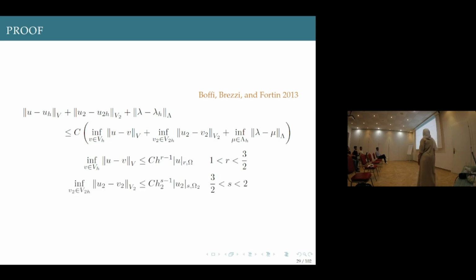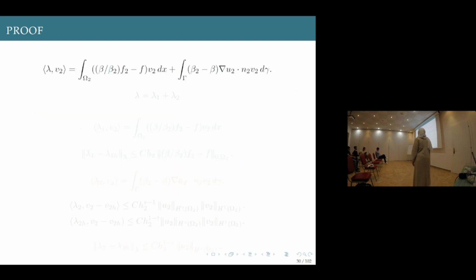The second one, also here we use the regularity assumptions on u2, so this is bounded by h^2 times the H^s semi-norm of u2, where s is between 3/2 and 2. However, it's not as easy to find the bound for lambda minus lambda h hat. It's not as easy to find the infimum of lambda minus mu, which we will show now, but it's a little bit longer, it's not linear.